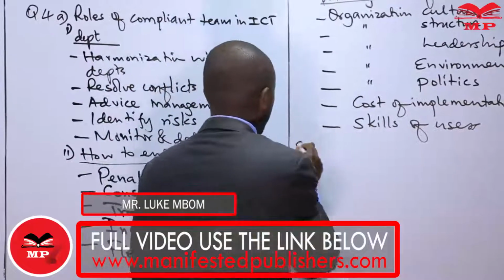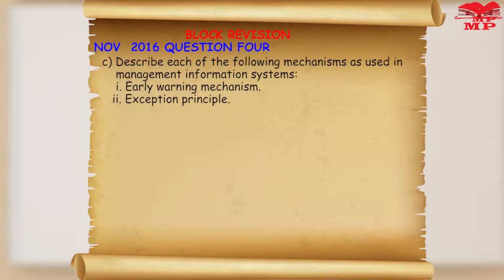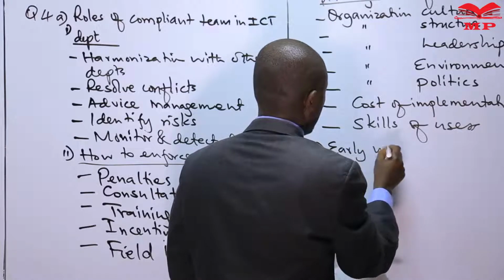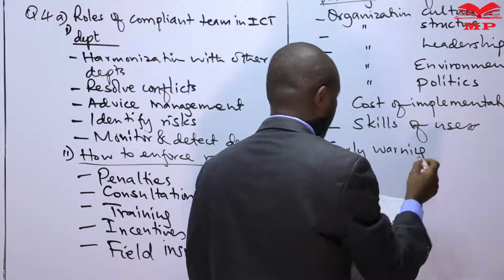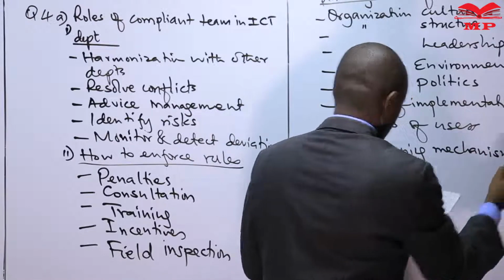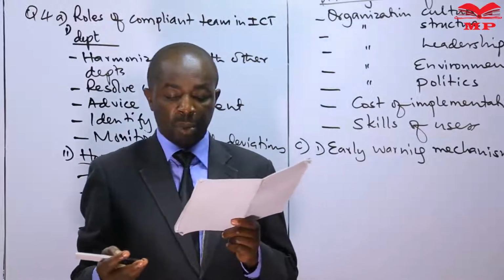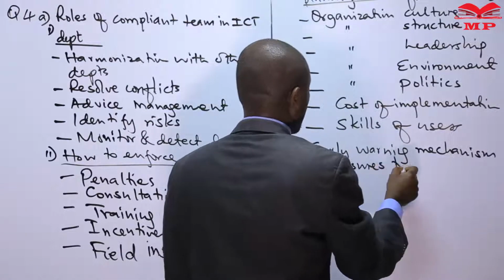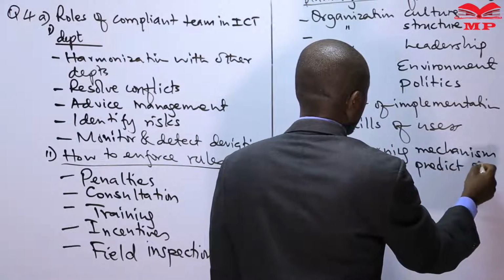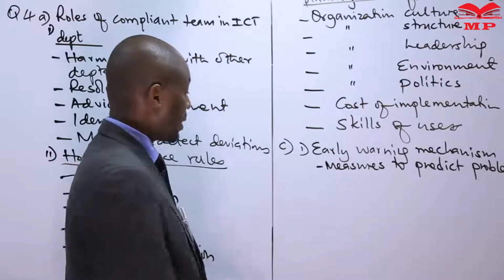Now, part C of that question, question 4, reads, describe each of the following mechanisms as used in management information systems. We start by looking at early warning mechanism. When we talk about the early warning mechanism, this is where measures are put in place to predict problems before a disaster occurs. So we are looking at measures to predict problems. Either we predict or we detect problems well in advance before a disaster occurs.